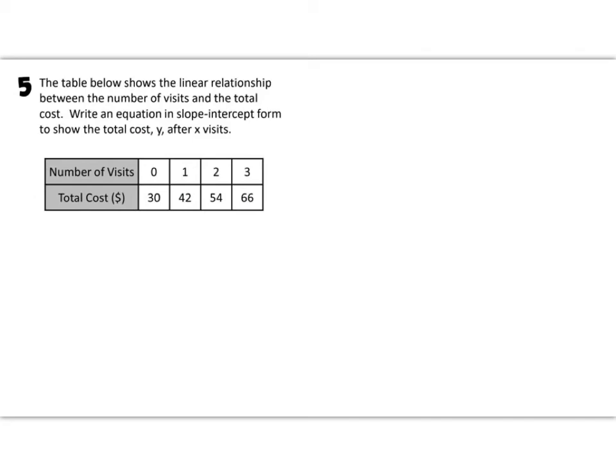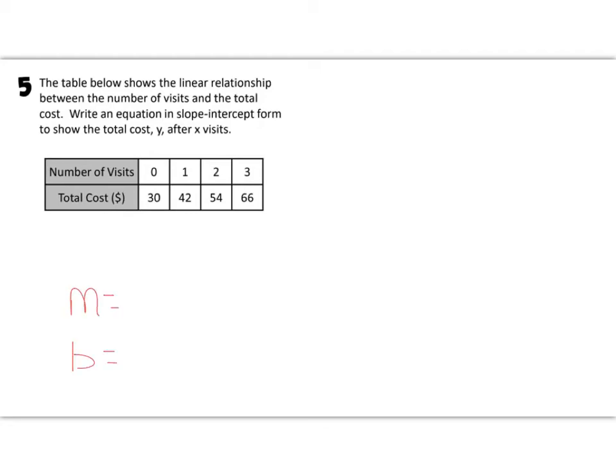Okay, so this is a similar problem. We are going to find the equation of this line from context, but it's still from a table. The table below shows the linear relationship between the number of visits and the total cost. Write an equation in slope-intercept form to show the total cost, y, after x visits. So just like always, we need our slope and we need our y-intercept.